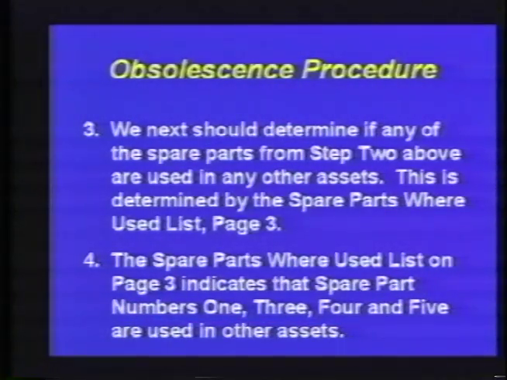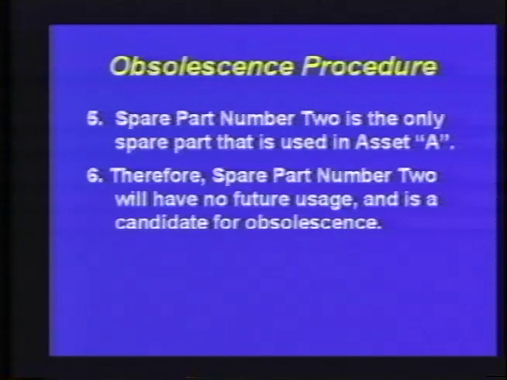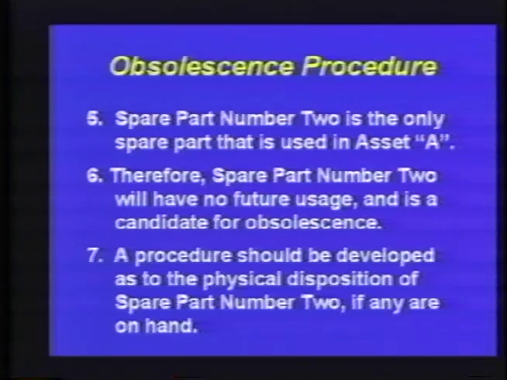And step 4 indicates that the part numbers 1, 3, 4, and 5 are used in other assets, but step 5 indicates that part number 2 is only used in asset A, or equipment A. So therefore, we have identified immediately that part number 2 is a candidate for obsolescence, and we should now develop the procedures to remove equipment A from operation, and likewise determine how we're going to dispose of any spare parts that may be in the storeroom under part number 2.